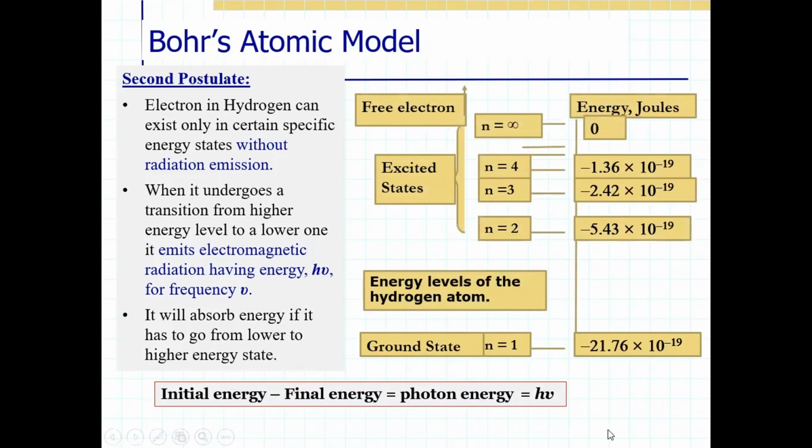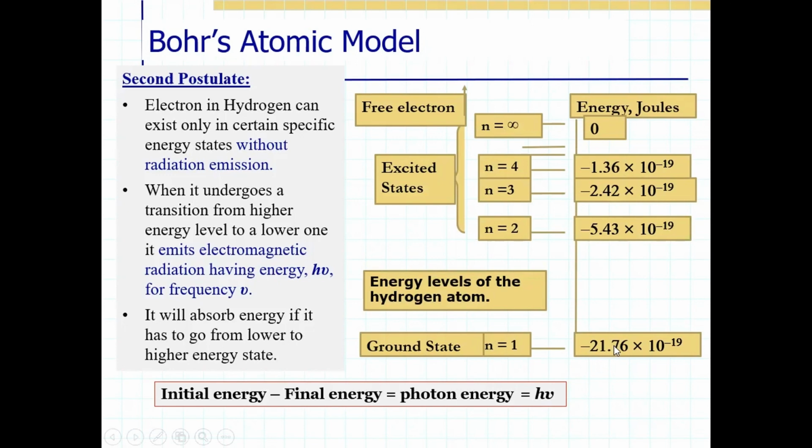So we get a picture. The picture is this. The ground state is n equal to 1. The excited states are n equal to 2, n equal to 3, n equal to 4, and so on up till n equal to infinity. Once n is equal to infinity, the electron becomes free enough to move away from the nucleus.